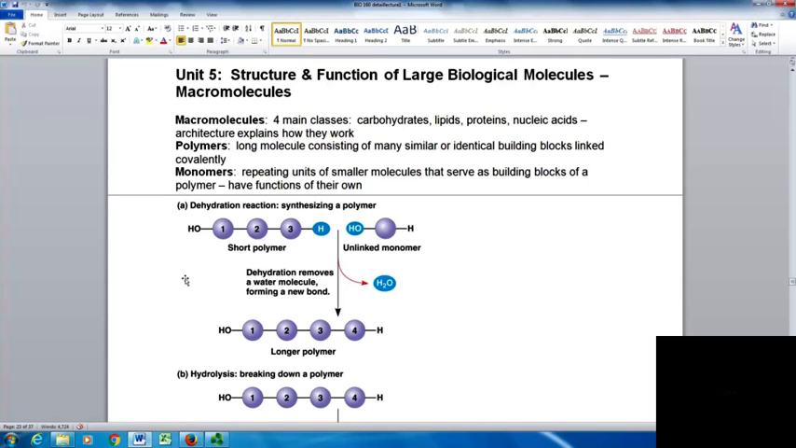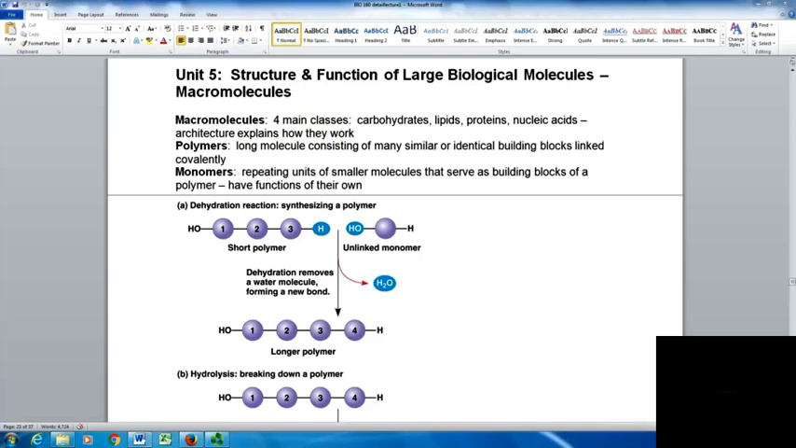Most of them are polymers, meaning you have a long molecule that consists of many similar or identical building blocks that are linked together covalently. The monomers are the repeating units of smaller molecules that serve as the building blocks of a polymer, and they have functions of their own. You can think of this like the monomers are pieces of Legos, and the polymers are the structures that you build with the Legos being put together.